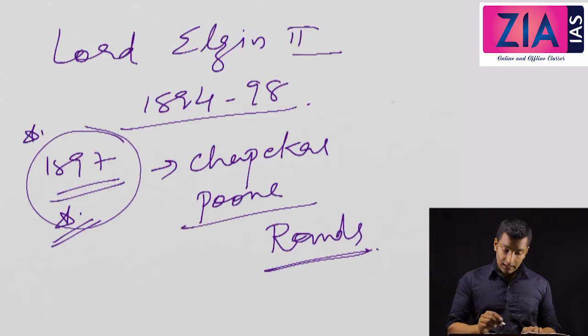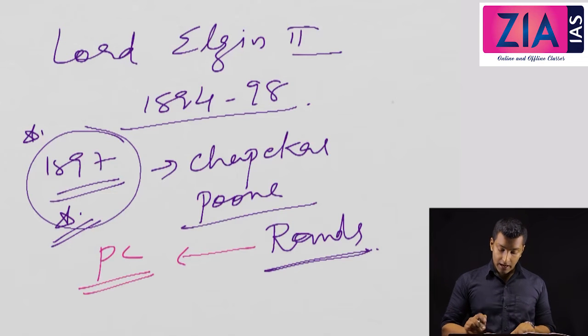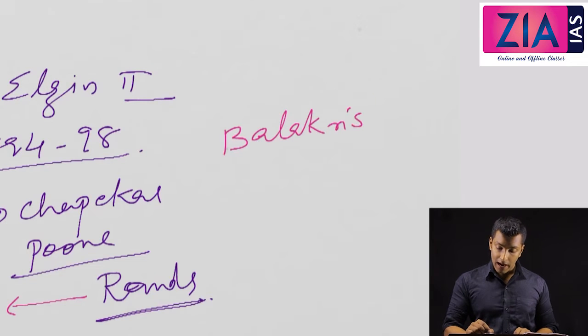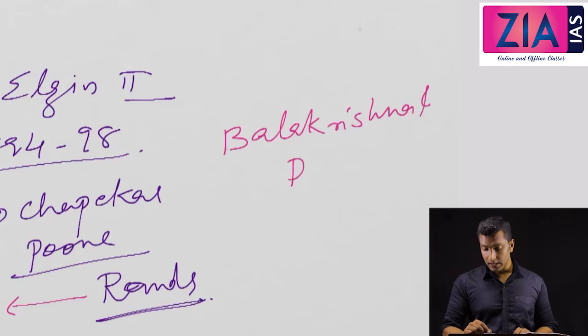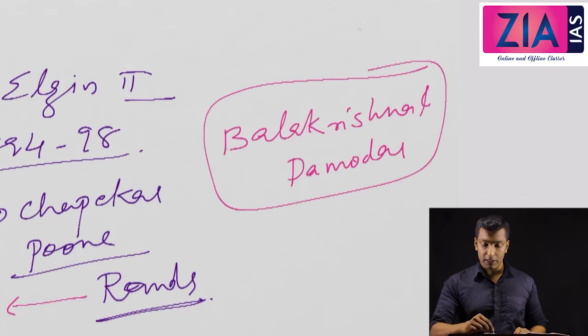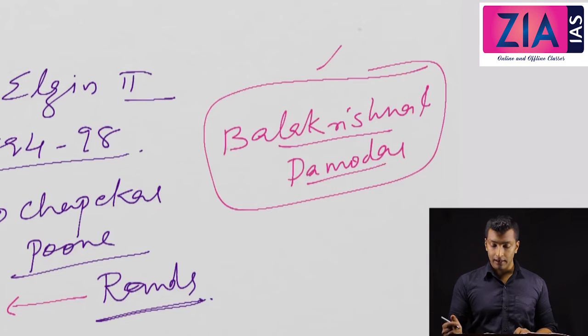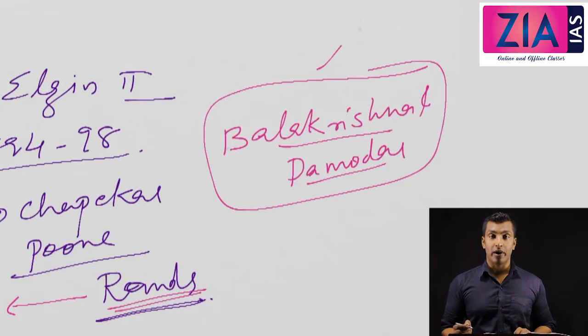Now, who was Rand? Rand was a plague commissioner, killed by the Chapekar brothers. Who are the brothers? Balakrishna and Damodar. If you get a question and answer in this format, you must be in a position to pick it. It can be given in names like Balakrishna and Damodar, not necessarily Chapekar brothers. So, the murder of Rand.